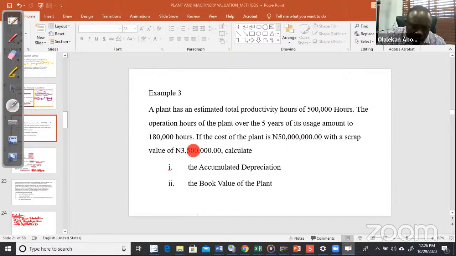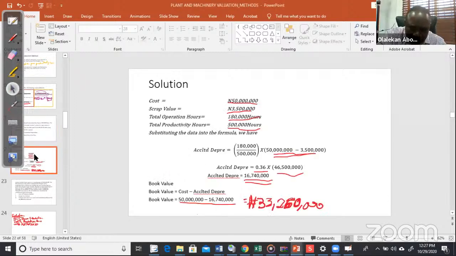So this is 50 million, which is the cost. Scrap value is said to be 3.5 million. And you know that your depreciable sum or your depreciation base is cost minus scrap value. So if you deduct that, just like we have done here, cost minus scrap value gives this figure, 46,500. This figure in bracket, which is 50 million minus 3.5 million. Okay, so that is how we arrive at that.